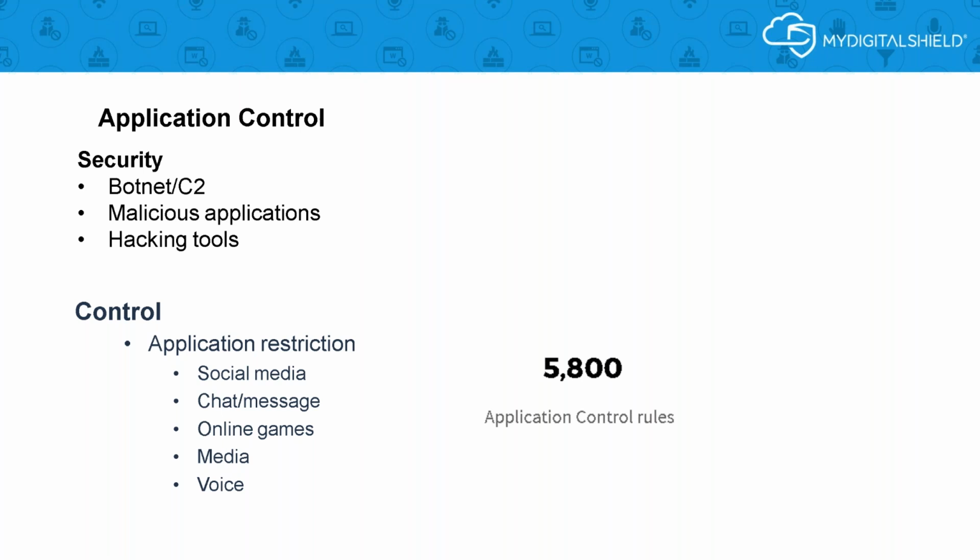And that one's pretty easy to test, right? If you block social media, open up Facebook, or whatever the case may be. And I'll show you some other ways to test it as well. We have around 5,800 application control rules to prevent this type of stuff, or to control this type of stuff overall.